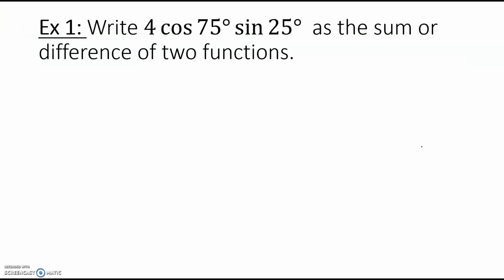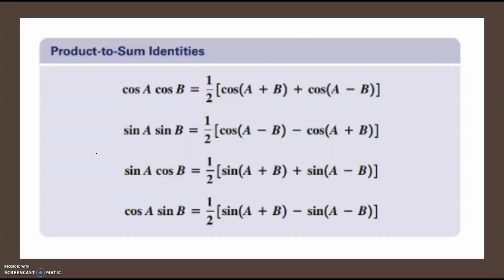So for this first example, we want to write 4 times the cosine of 75 degrees times the sine of 25 degrees as the sum or difference of two functions. So notice we have a product that multiplies the cosine of one angle and the sine of another angle. So I'm going back to my product to sum identities, and that looks like this very last identity right here. Cosine of an angle times sine of a different angle, and that's equal to 1/2 sine of A plus B minus sine A minus B.